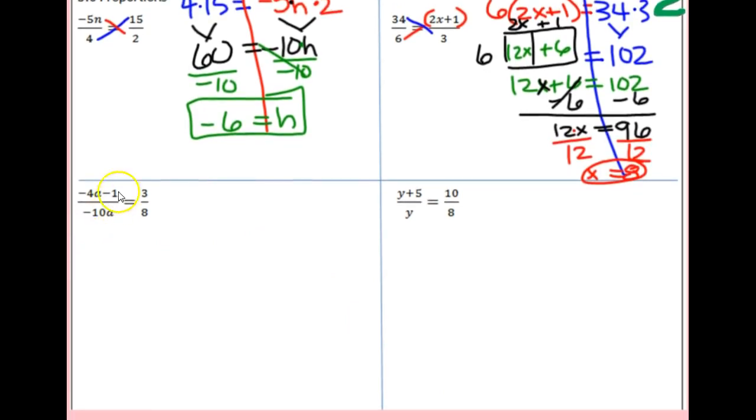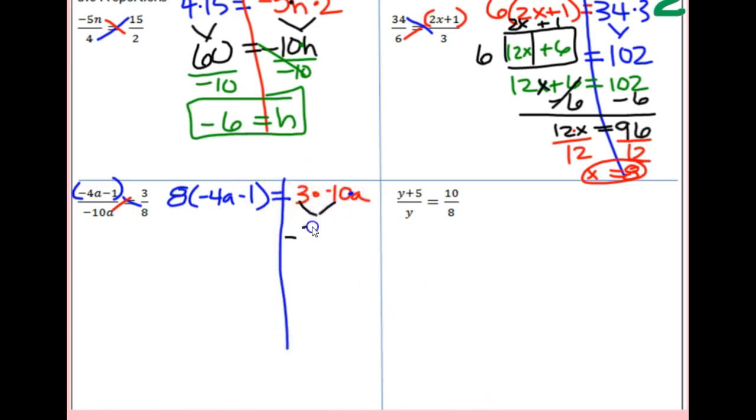This next one, we see adding or subtracting here, so I know that needs to be in parentheses. We have 8 times negative 4a minus 1. Set equal to our other cross, which is 3 times negative 10a. Well, this is just multiplied, so we can multiply 3 times negative 10, which gives us a negative 30a. And on this side, I need to distribute.